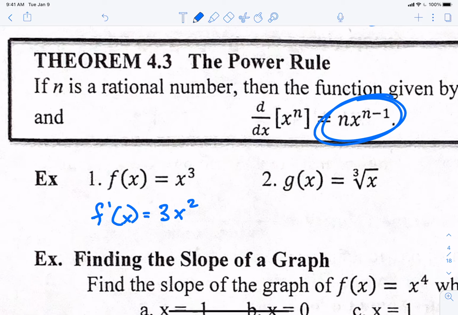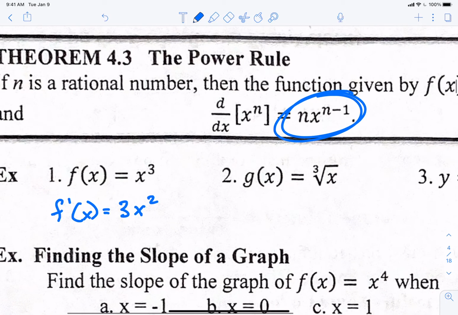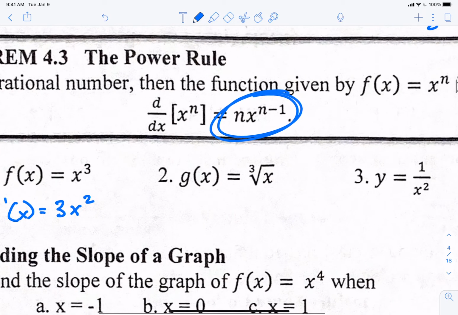Done. Good? Now it's going to get a little bit harder because you're going to have to change the function before you take the derivative. We can't take the derivative of the cubic root of x because we're going to write it as x to the what?